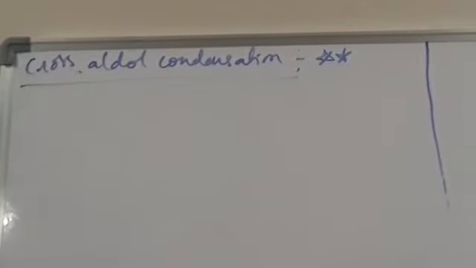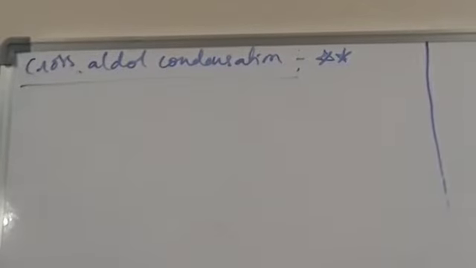But-2-enol. So this is the final product, when 2 moles of acetaldehyde undergo condensation. If we take propanaldehyde, here also we are taking 2 molecules of propanaldehyde. So propanaldehyde undergoes condensation in presence of dilute sodium hydroxide.